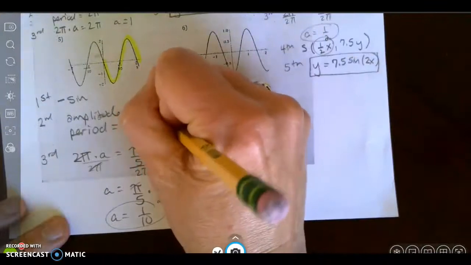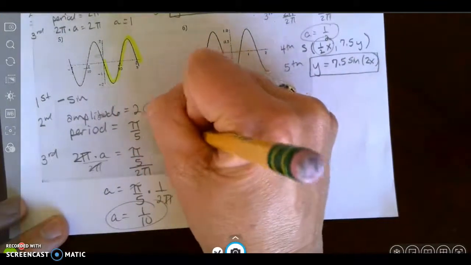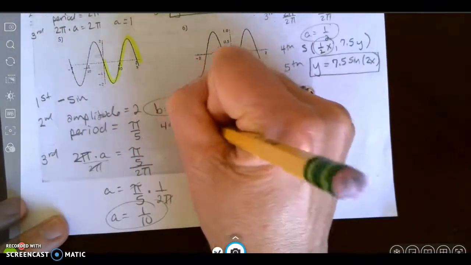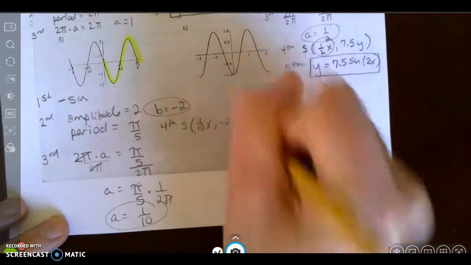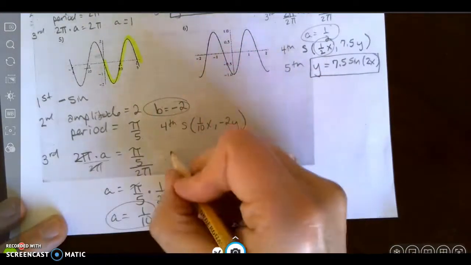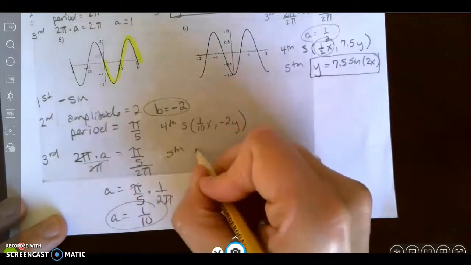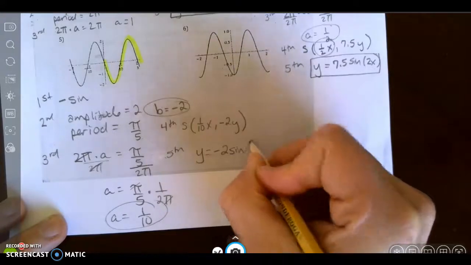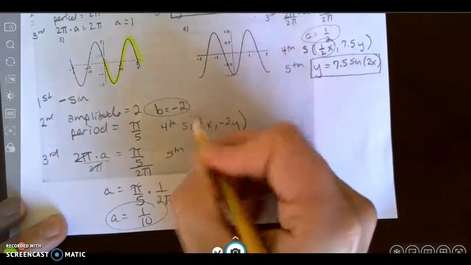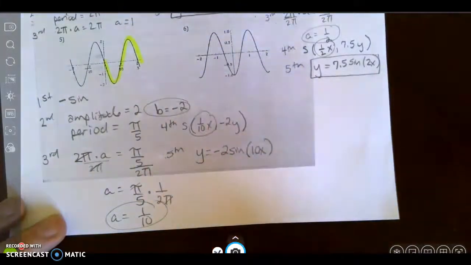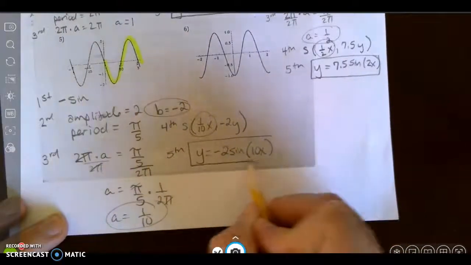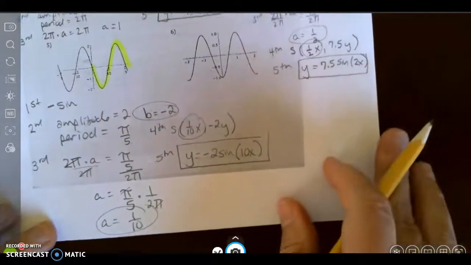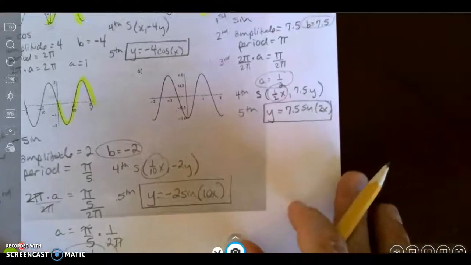So my scale change is 1/10 x, -2y. So my equation, y equals -2 sine 10x, because x lies in the equation. Right, the last one to do is number 6.